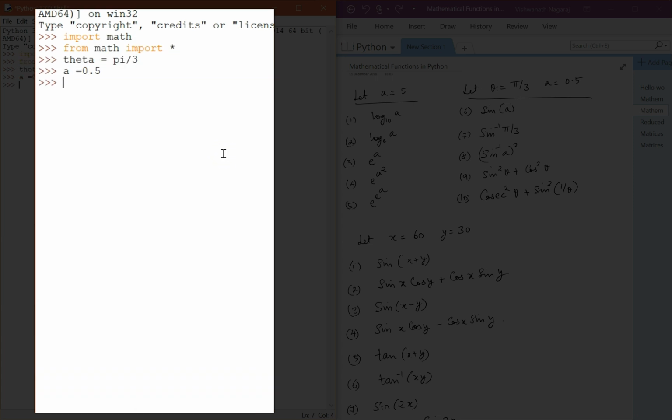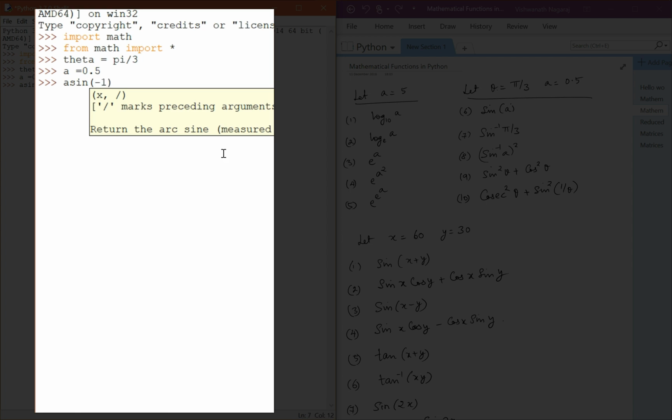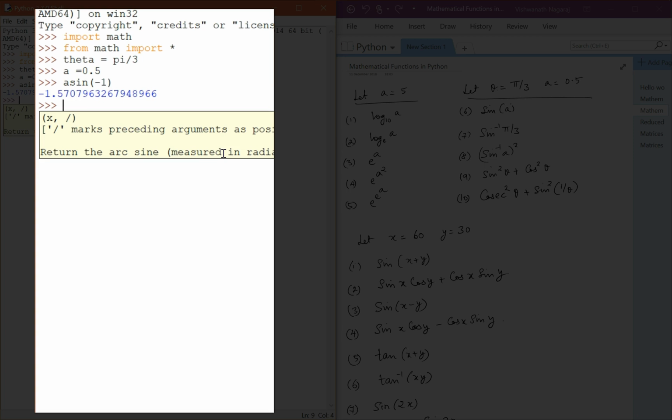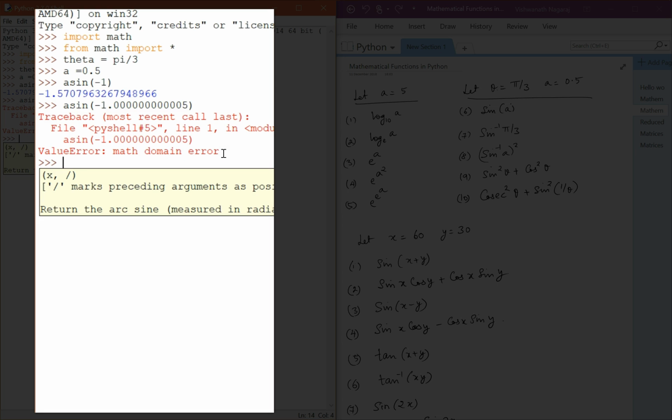Let's look at it from the other side, -1. Asin of -1 is giving a value. But what if I say asin of -1.00001? It's a very small distance from -1 to this number. Again, domain error. Okay, so whenever you get a math domain error, just remember that the value you are providing to the function is something which is beyond its domain.